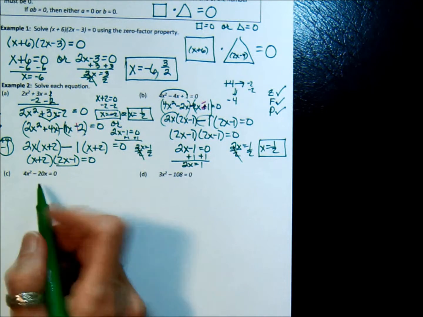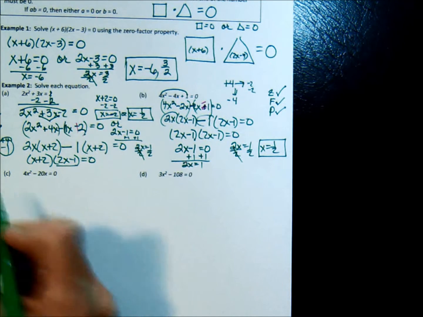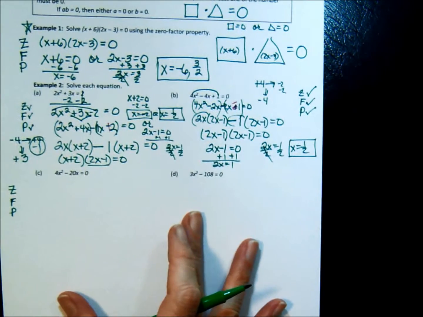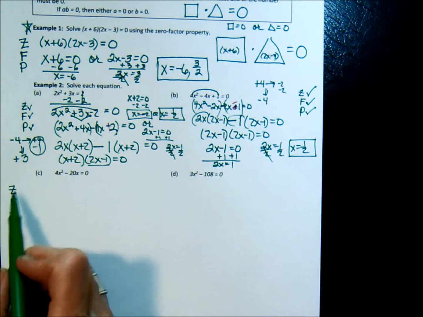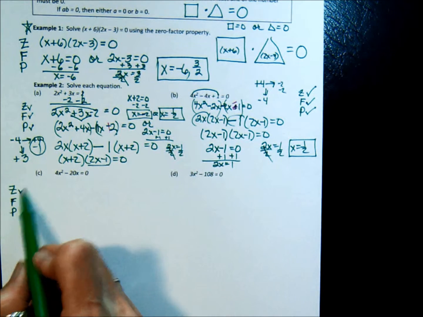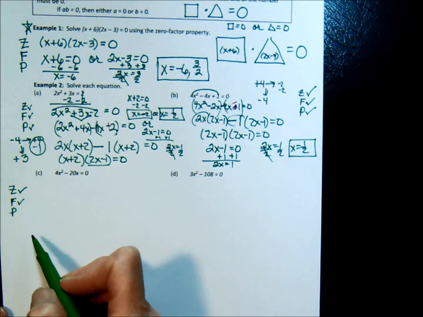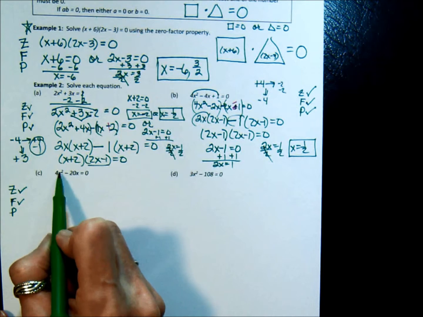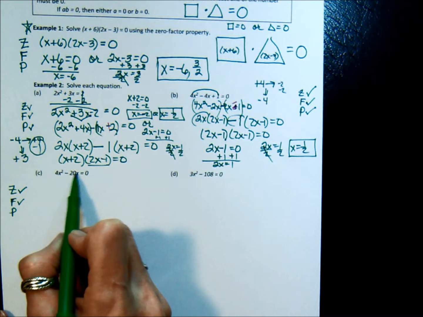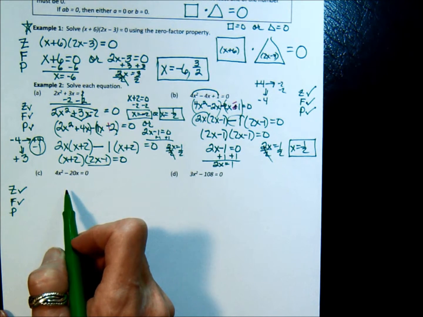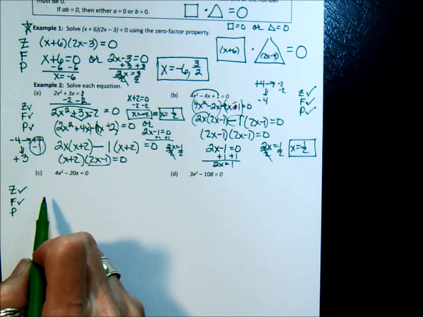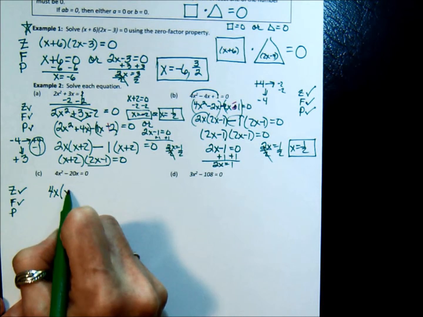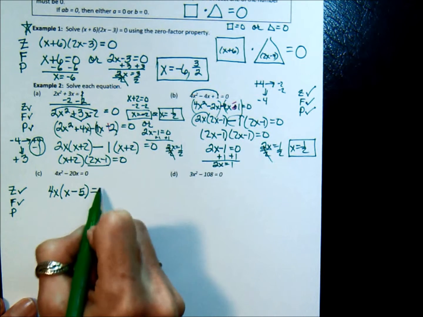Let's try another one. Again, let's use that acronym. Scoot it over so you can see it to tell us what to do. First, get it equal to 0. That's been done. Next, we need to factor. I have a difference. This is a perfect square, but this is not. So the only other thing it can be is factor out a GCF. So I'm going to factor out 4x. That's what they have in common. We're left with x minus 5 equals 0.